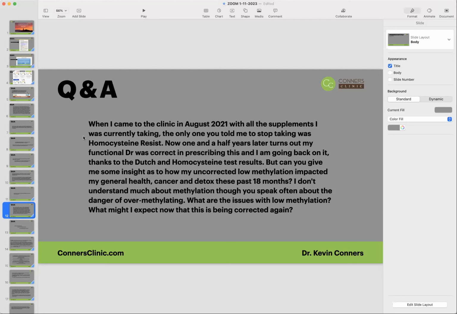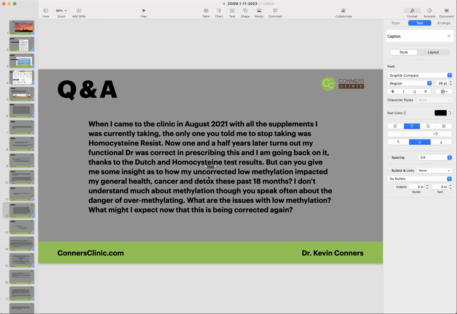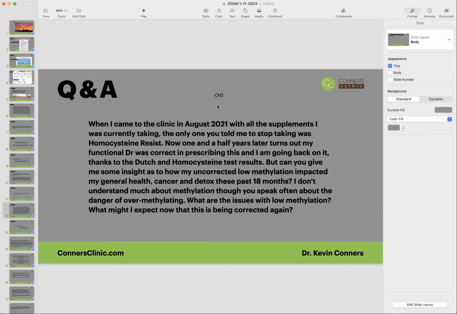Well, as far as what you can expect from being corrected again, you probably won't have any symptom changes, life changes, you won't notice anything. So here's why you don't want to be on too many methyl groups when you have cancer. A methyl group, from a biochemistry, organic chemistry standpoint, is a CH3. That is a methyl group that attaches to different components.